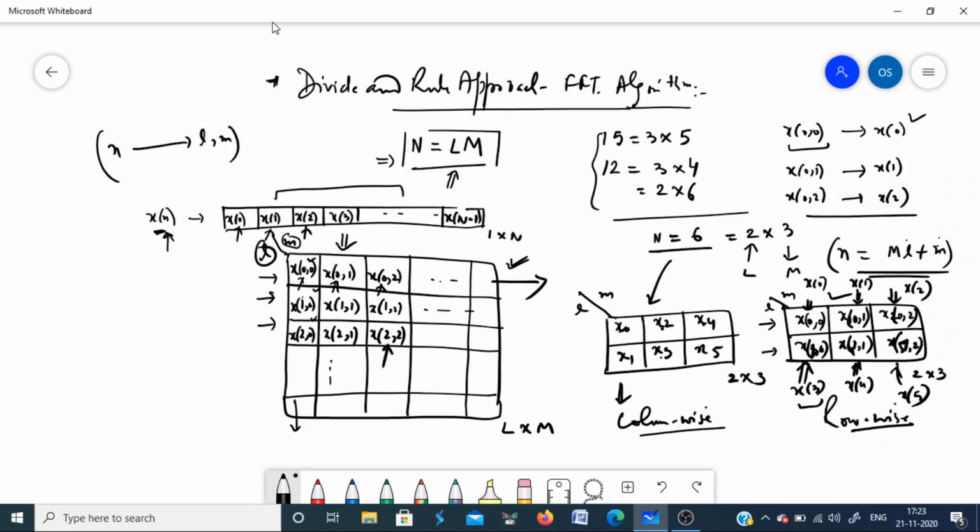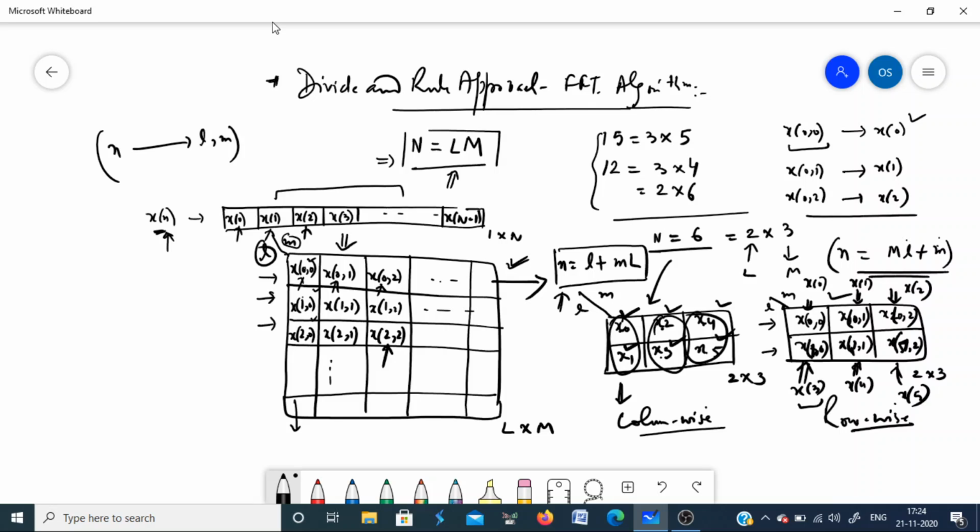Similarly, if you have a column wise mapping, you fill the first column, then the second column, then the third column. In that case, the relation between n and l, m will be n is equal to l plus m into capital L. If you compute from this relation, the first element will be filled here, then the second element goes here, then the third, fourth, fifth, and sixth, like this.